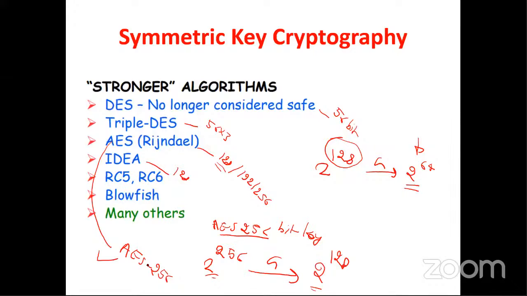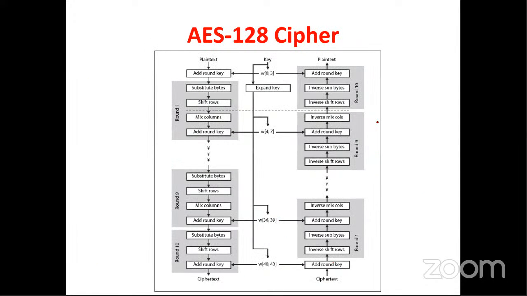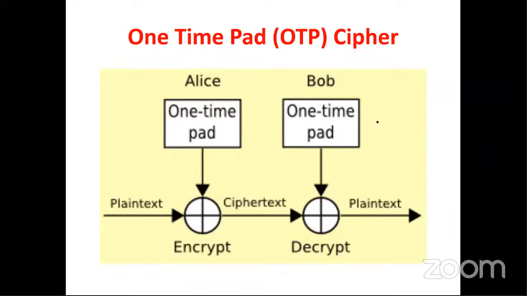So what is the idea? The threat was there from Grover, and to overcome that, have double the key size. So doubling the key size will keep us safe in the case of symmetric key cryptography. This is the AES 128 cipher I have shown here. Grover can reduce the complexity of exhaustive trial in this kind of cipher, so we should move to 256.